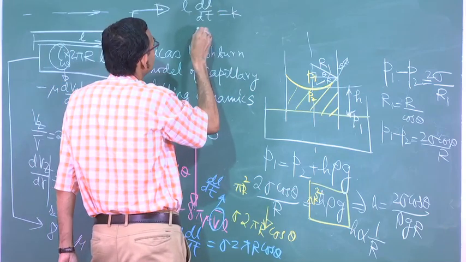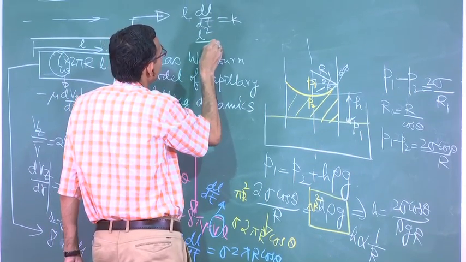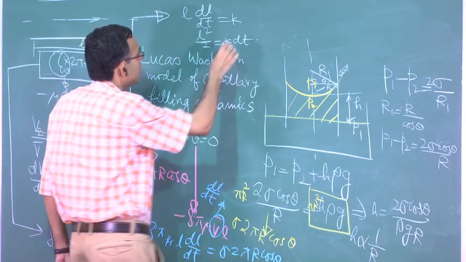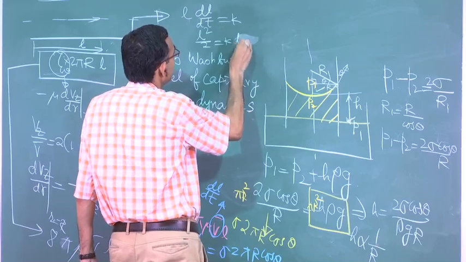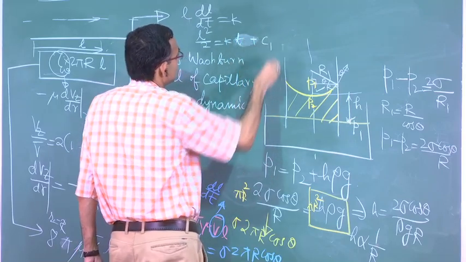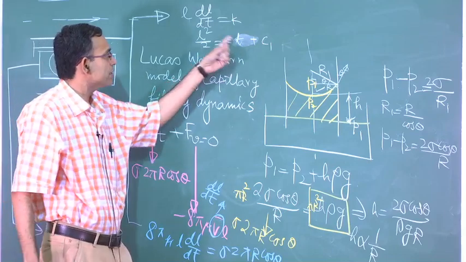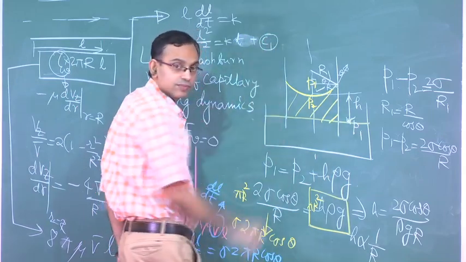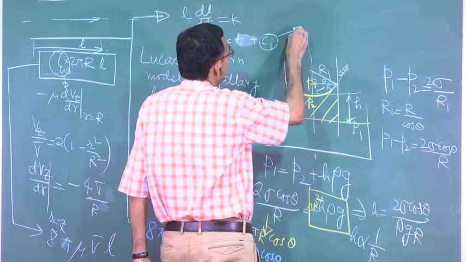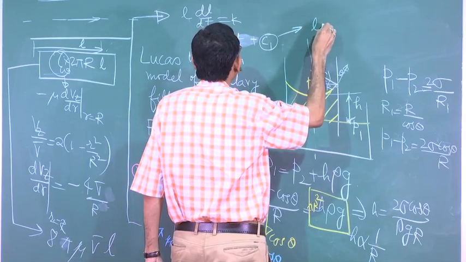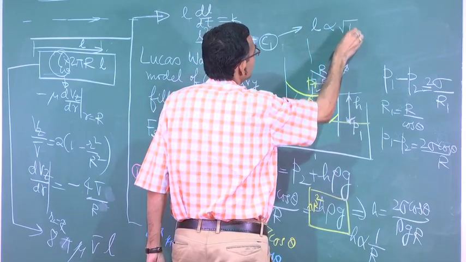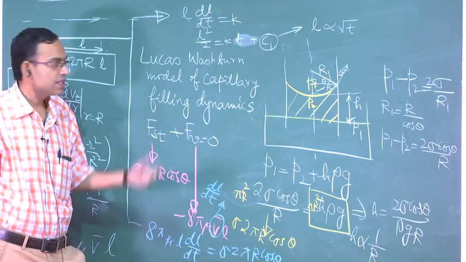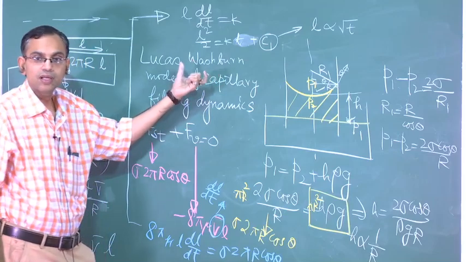So, if you integrate it, you have L square by 2 is equal to k t plus some constant C1. So, at t equal to 0, if L equal to 0, then you can see that this C1 will be 0, and then you get a very interesting relationship between L and t. You will get L is proportional to square root of t. Okay. So, this is the hallmark of the Lucas-Washburn model.